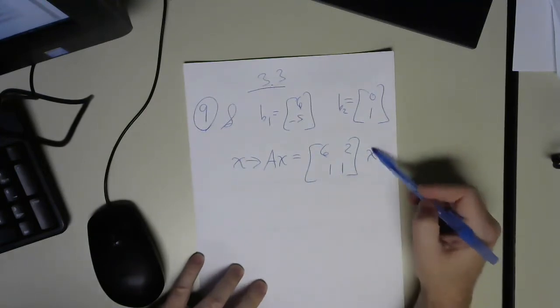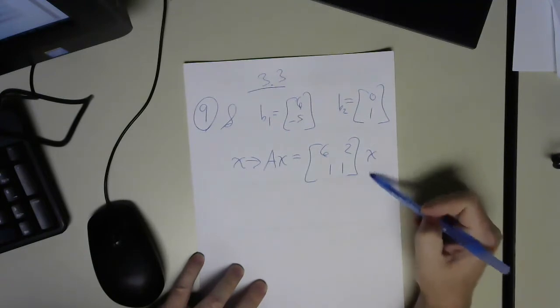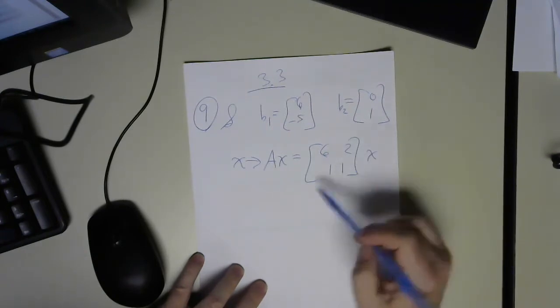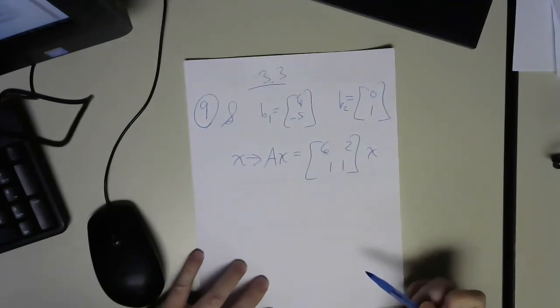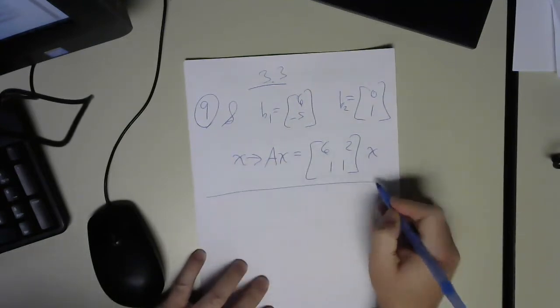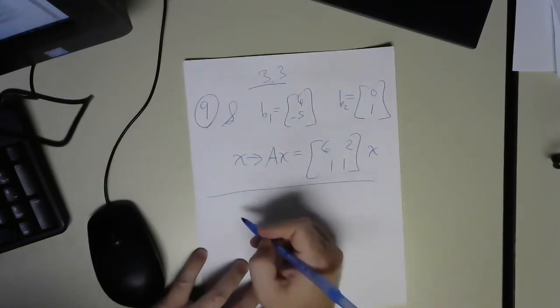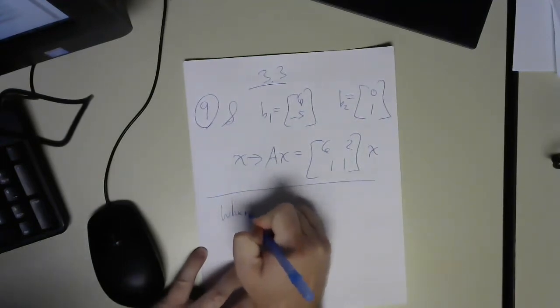Every one of the points in that parallelogram is going to be multiplied by this matrix, and it's going to go to some other picture. So I don't know what the other picture is going to look like, but we need to use an important fact. Here it is.